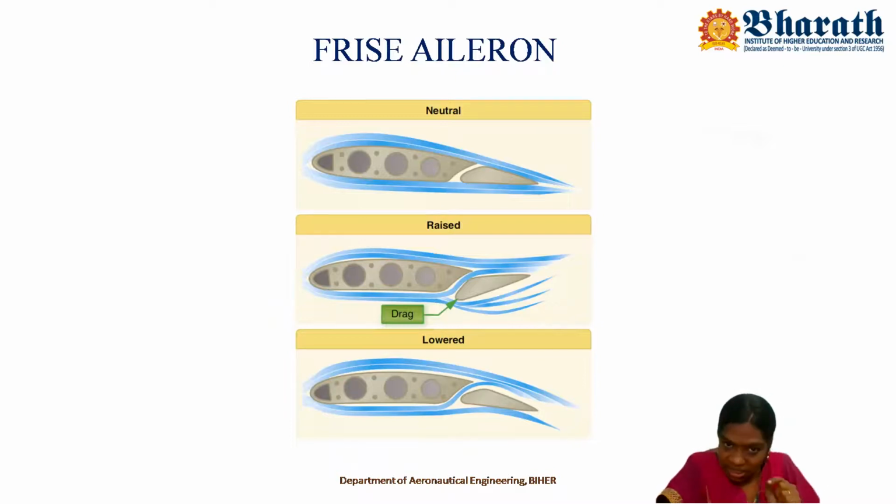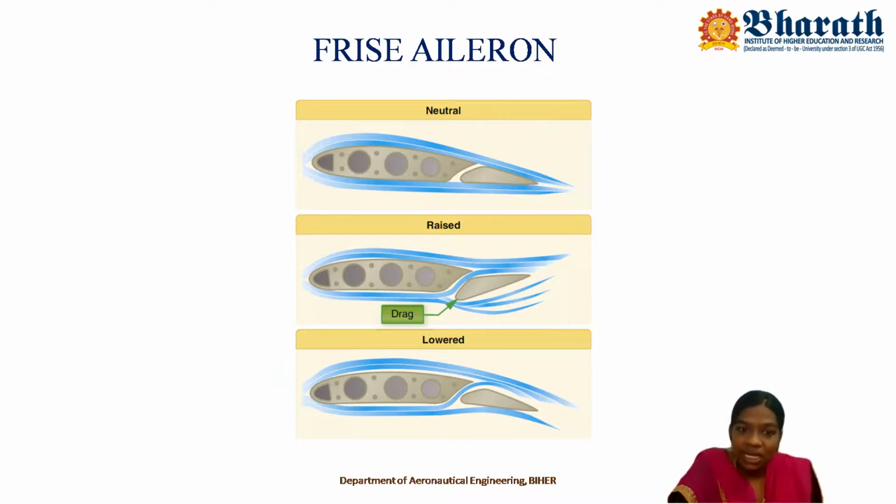So when you see this, the first figure indicates the neutral position of the aileron, the second is when it is deflected upwards, and the third is when it is deflected in the lower direction. When you see it deflected upwards, what will happen? The air molecules are expanding, thereby reducing the lift generation.